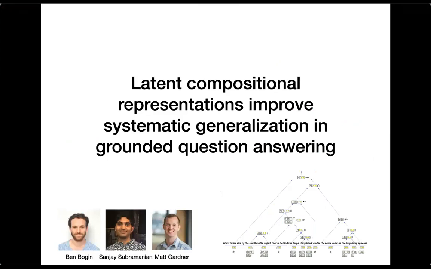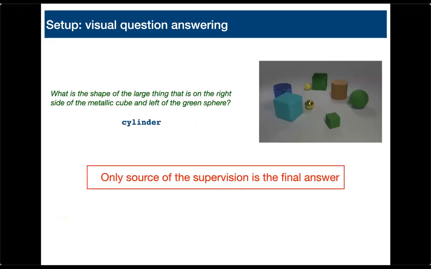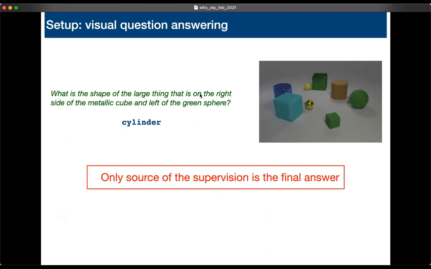So let's dive right in. This is work with collaborators from Tel Aviv and the Allen Institute. The setup is visual question answering, where we get a question that is compositional. It requires multiple reasoning steps. What is the shape of the, etc.